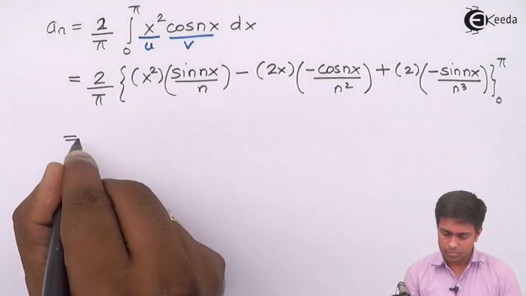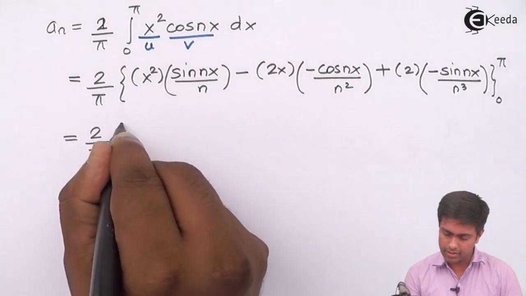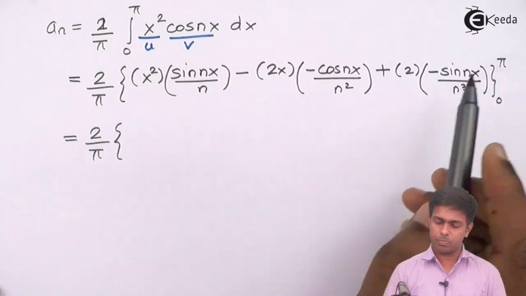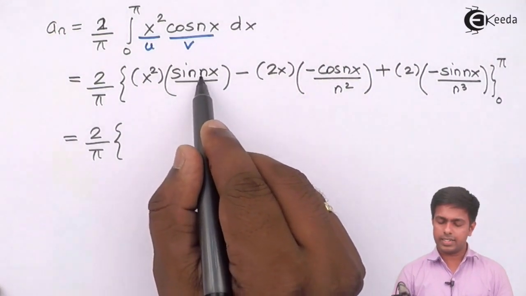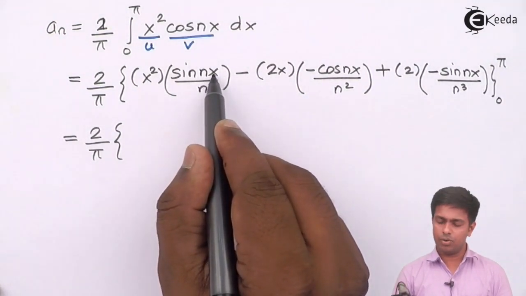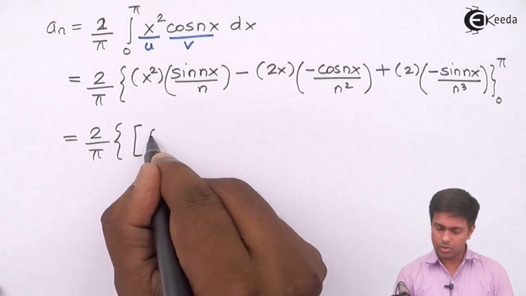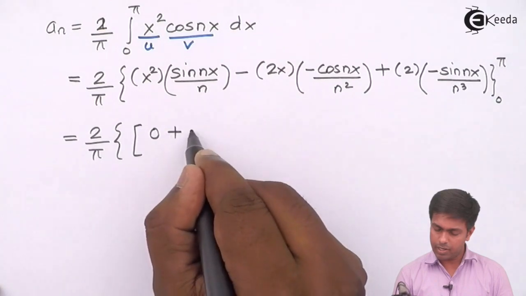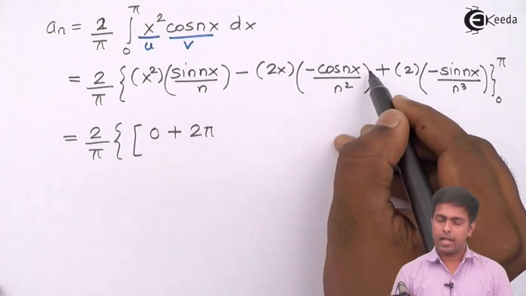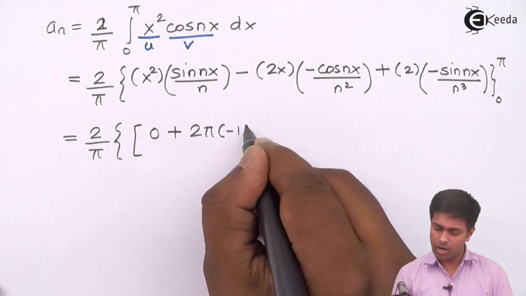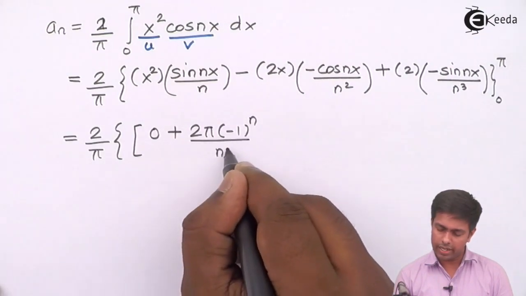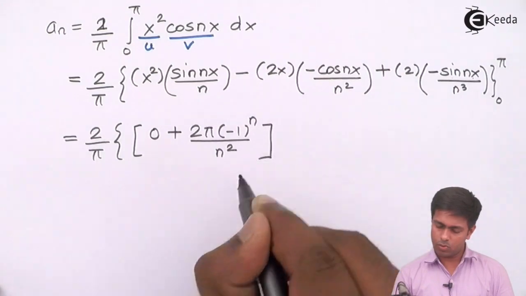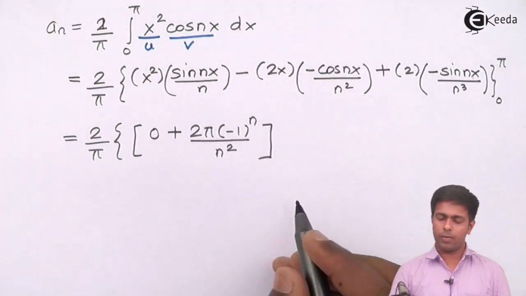Now 2 upon pi as it is. Let's put the upper limit. Now upper limit is pi. If I put it here, we'll get sine n pi 0. Here I'll write it down 0. This will become minus minus plus 2 pi, and cos n pi is negative 1 to the power n upon n square, and this is sine n pi again 0. So this is the value of the upper limit.